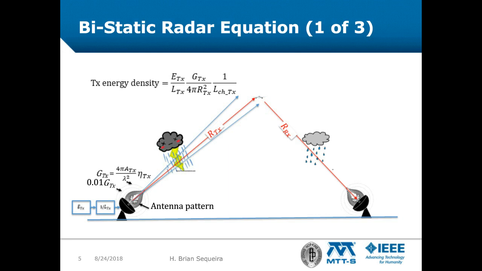There is further a path-related loss due to weather as depicted by the thundercloud in this graphic. For space-based radars or targets, the ionosphere contributes yet another loss. Together, we account for these losses and lump them in a single term called the channel loss of the transmit path, L sub ch underscore tx. The transmitted energy density in joules per square meter is given by the formula at the top left-hand side of the slide.